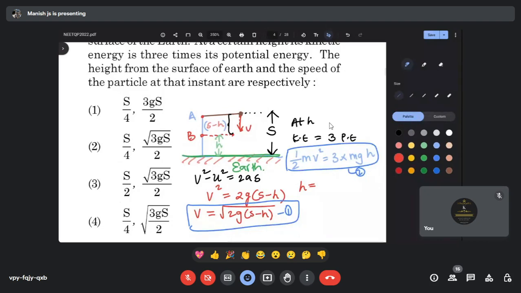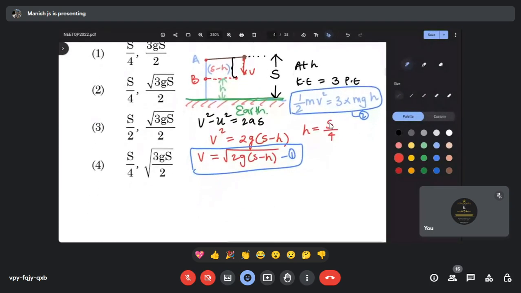So what is the value of h? The square root goes away. S by 4, sir. Very good. It is s by 4. So now we have got h. If we substitute it into our velocity equation, we will get the equation in terms of s. So we are trying to eliminate h by substituting in terms of s.